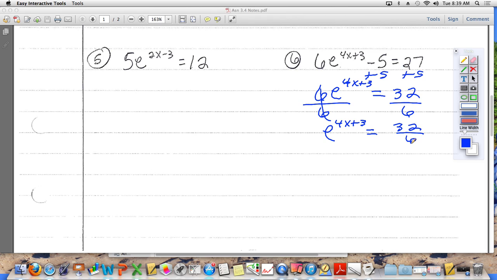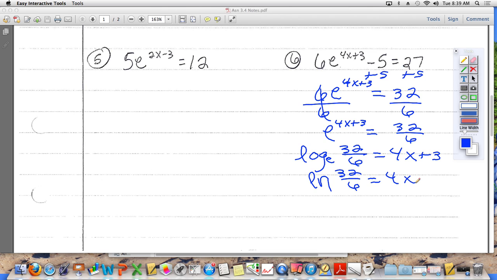All right, we have e to the power of 4x plus 3. It's in exponential form. We don't want it in exponential form. We want it in logarithmic form. So we're going to change this so that it is log base e of 32 over 6 is equal to the power, which is 4x plus 3. Log base e. What does log base e mean? ln. It means ln. So I'm going to rewrite this as the ln of 32 over 6 is equal to 4x plus 3.